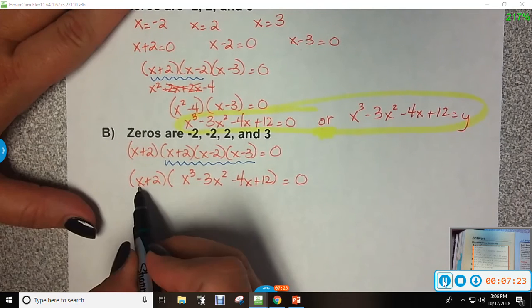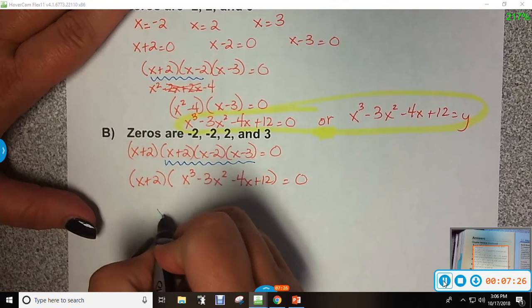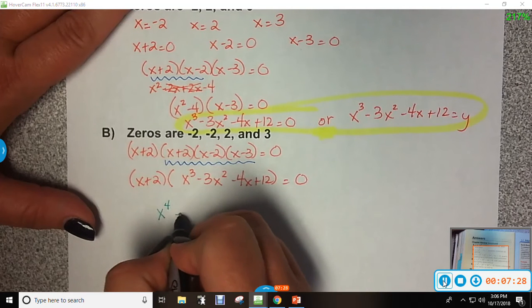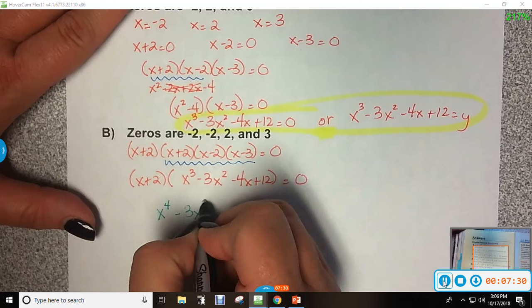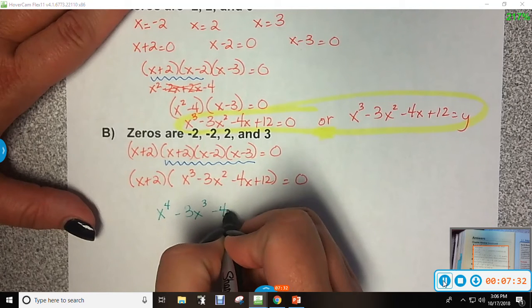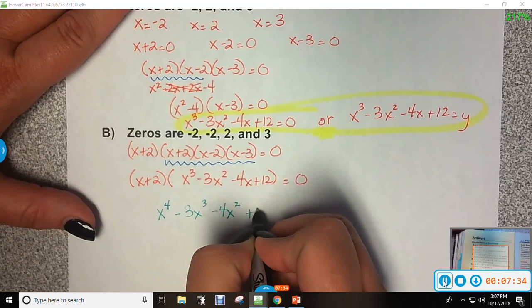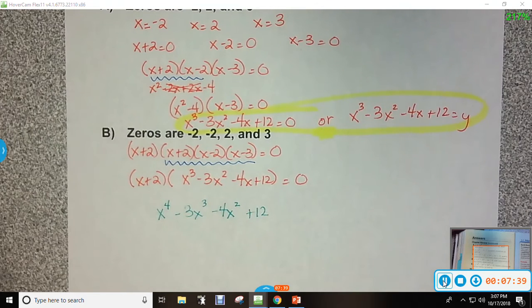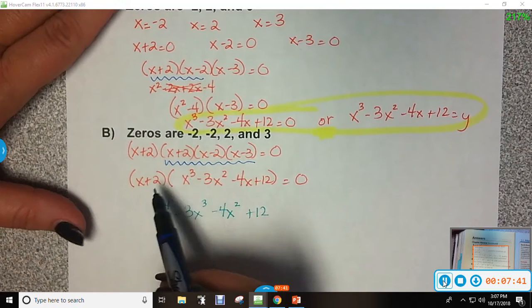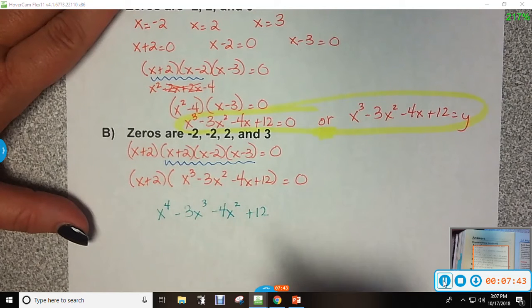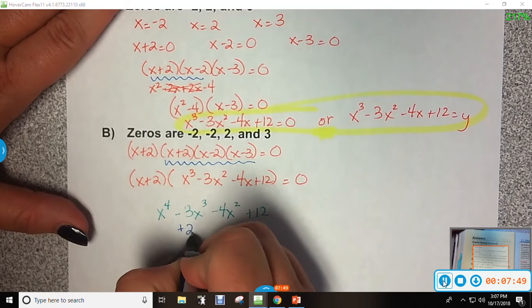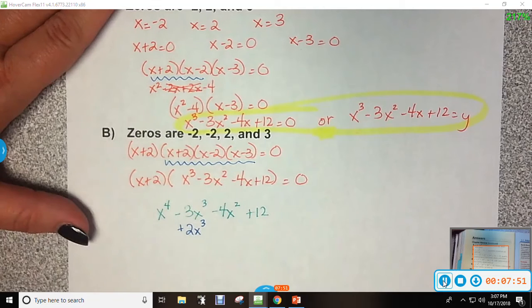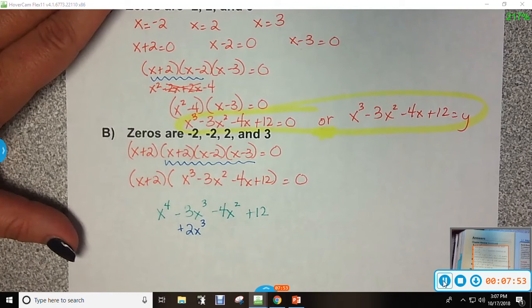When I distribute my x, I'm going to get x to the 4th minus 3x cubed minus 4x squared plus 12x. I didn't do anything special there. But now when I distribute the 2, 2 times x cubed is 2x cubed. Instead of continuing to make a big list here, I'm going to put that 2x cubed underneath my other x cubed. That lets me go ahead and collect my like terms as I go.